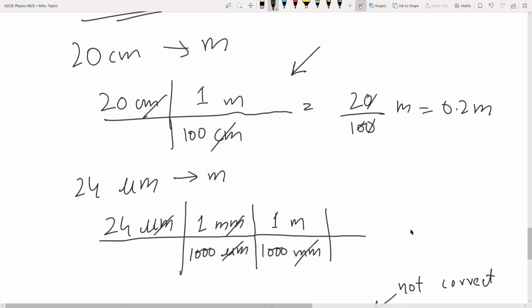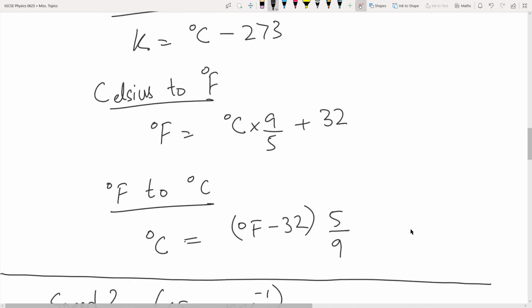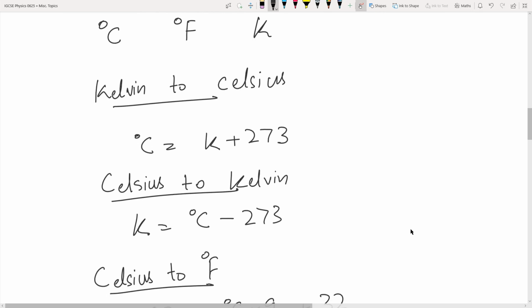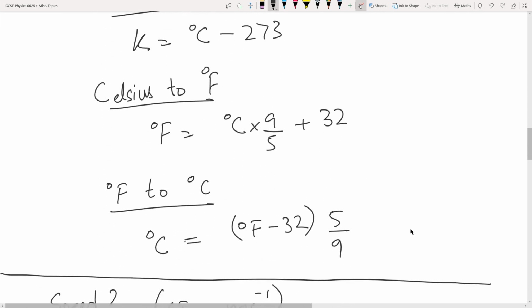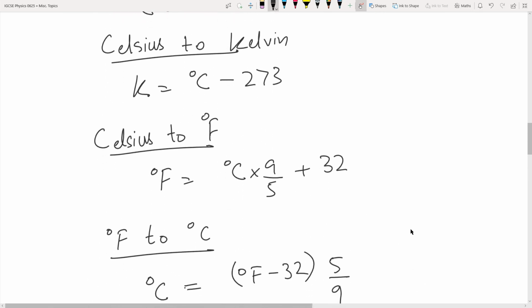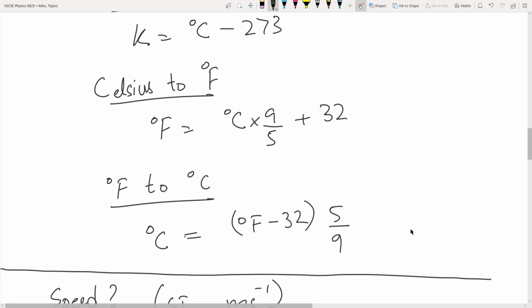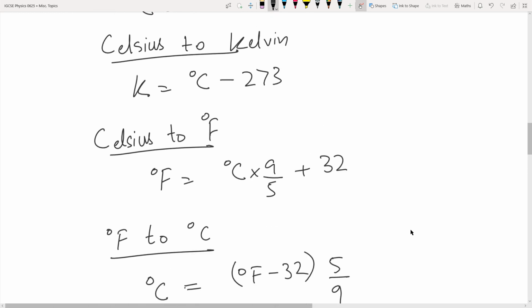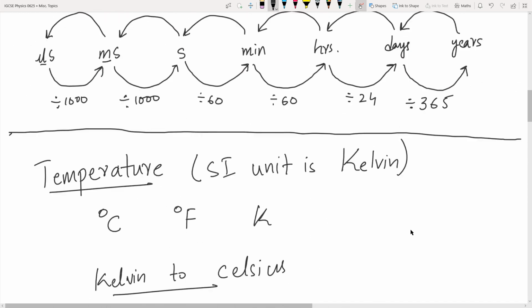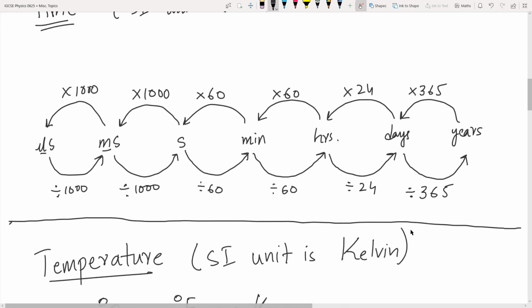I hope I've clarified unit conversion for you. You can review these notes whenever possible. For temperature, we can do several examples. You can take any value, convert it, and do these conversions. If you have any queries, just let me know, and I'll respond as quickly as possible with the answers.